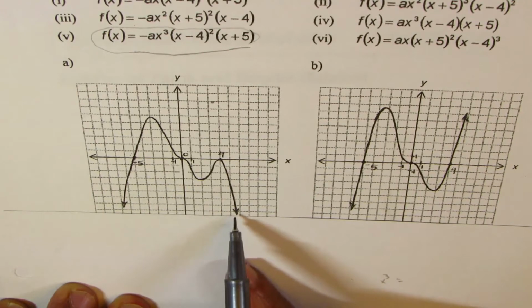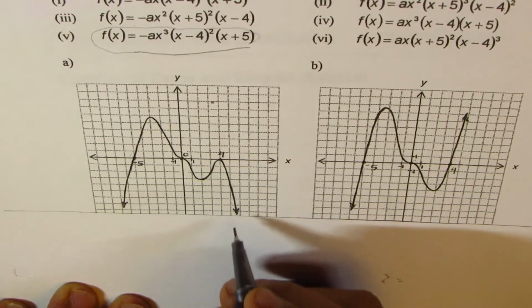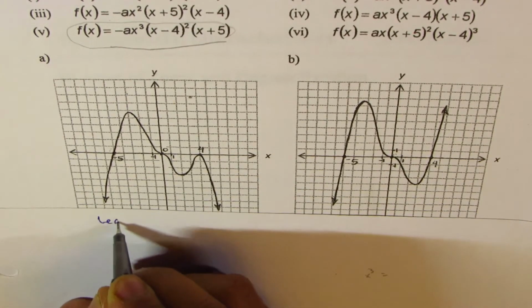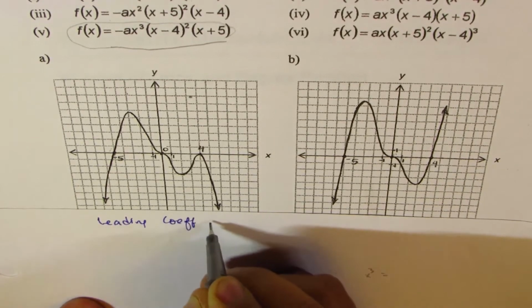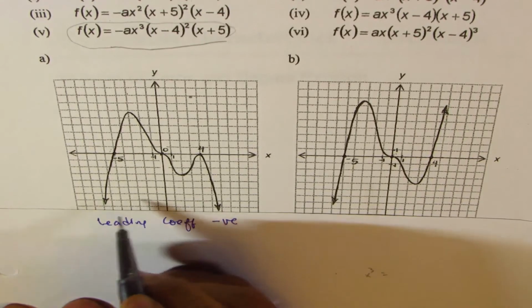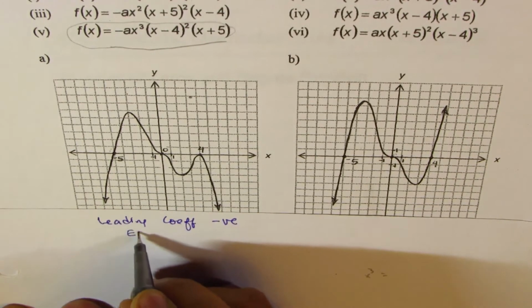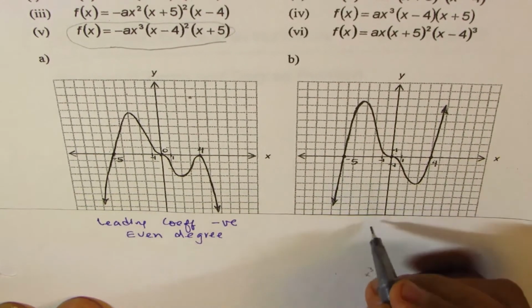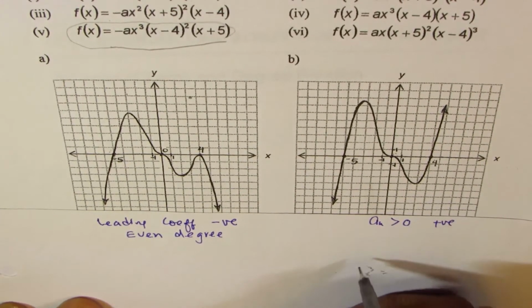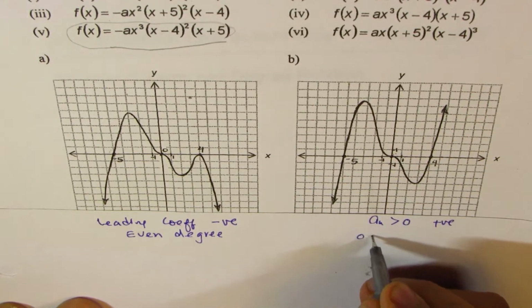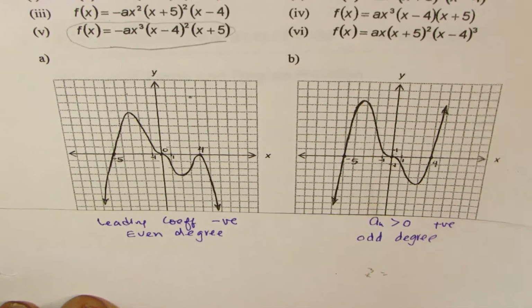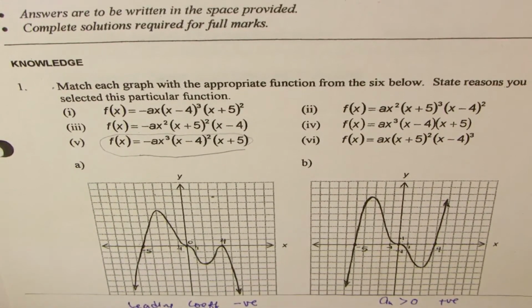Now what you notice here is that the right side is down. That means that the leading coefficient is negative, right? So here, let me write down about this graph. So what we have here is the leading coefficient is negative, that is an is negative. Both are facing the same side, so it is an even degree polynomial, okay? Here, right side is up. That means an is greater than 0. It is positive. Opposite ends means that it is odd degree. Correct?